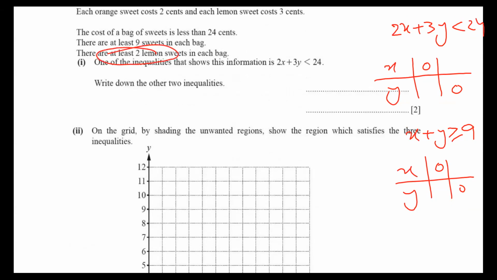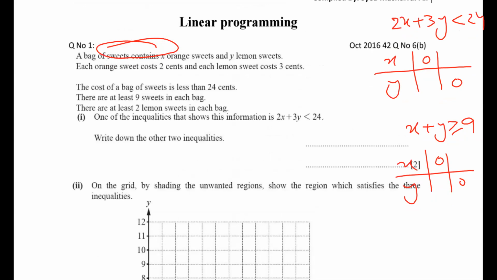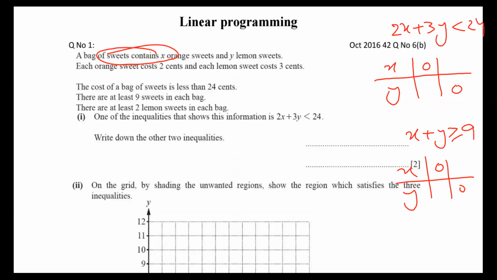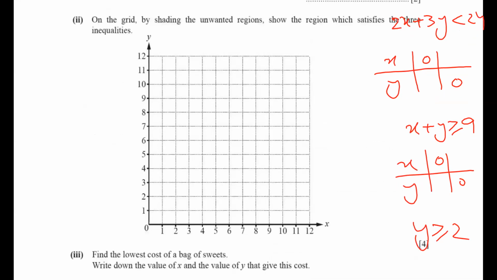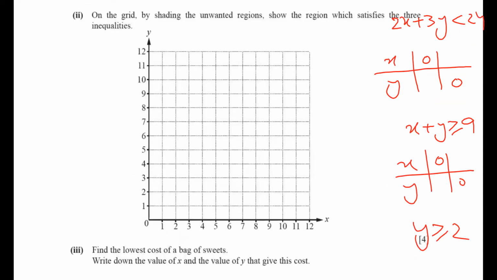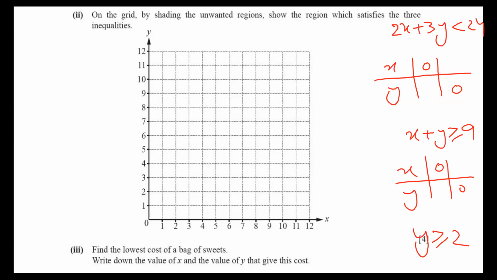At least two lemons, and lemons stand for Y. So that is the inequality. We have it. At least two lemons means Y is bigger than or equal to 2. Now I can start my question on the rest of the part. So this diagram is here. Whenever one variable is involved, only Y or only X involved, no need of any table.